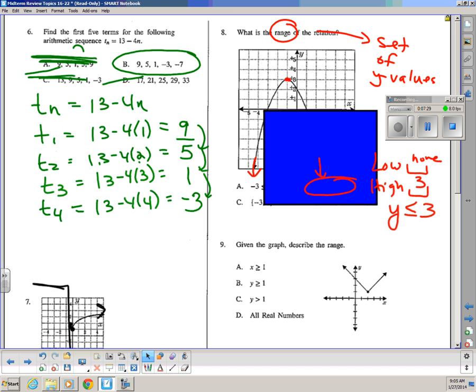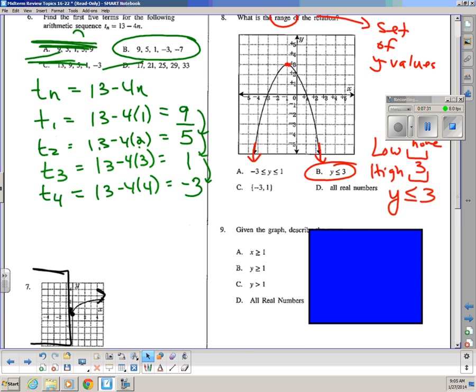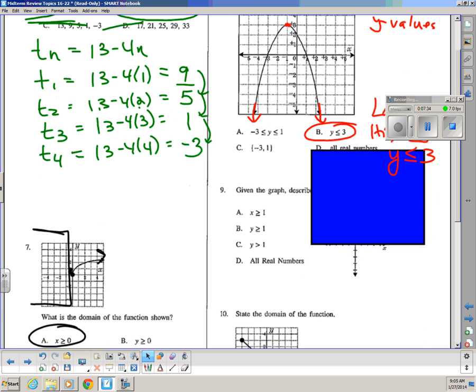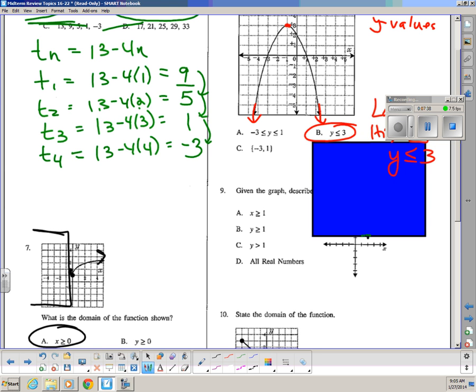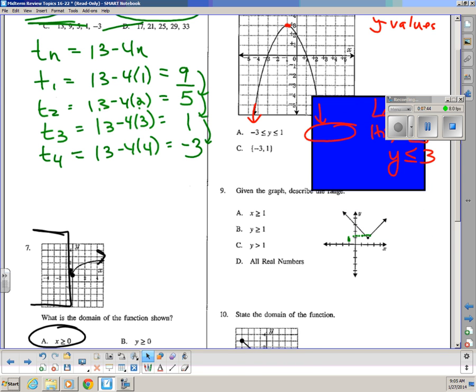Same thing with number 10, except number 10, if I go from low, I don't have a graph. And then at a height of positive 1, remember looking at the y values for the range, my graph starts, and my graph does not stop because of my arrows. So my range is y is greater than or equal to 1.